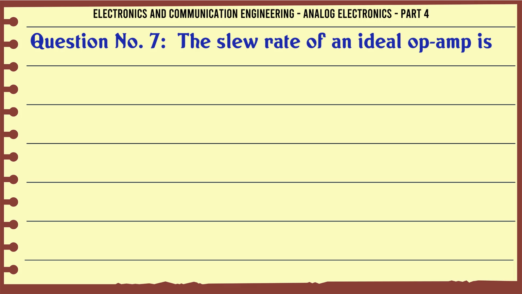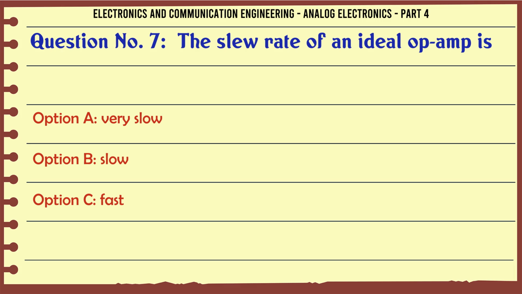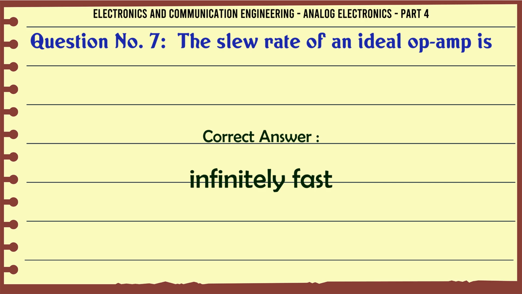The slew rate of an ideal op amp is: A. Very slow, B. Slow, C. Fast, D. Infinitely fast. The correct answer is infinitely fast.